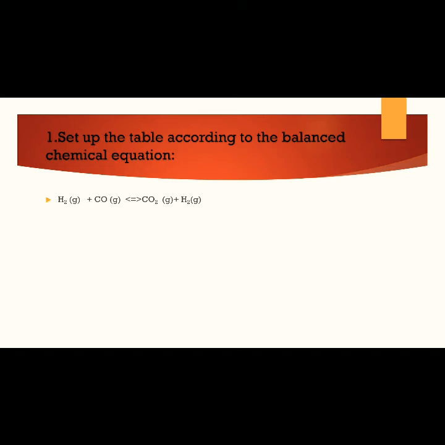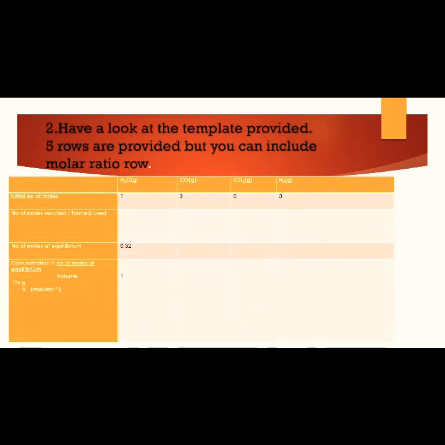1 mole of water vapor in gaseous phase reacts with 1 mole of carbon monoxide in gaseous phase, forming 1 mole of carbon dioxide in gaseous phase plus 1 mole of hydrogen gas. Make use of the template provided. 5 rows are provided, but you can include the molar ratio row.